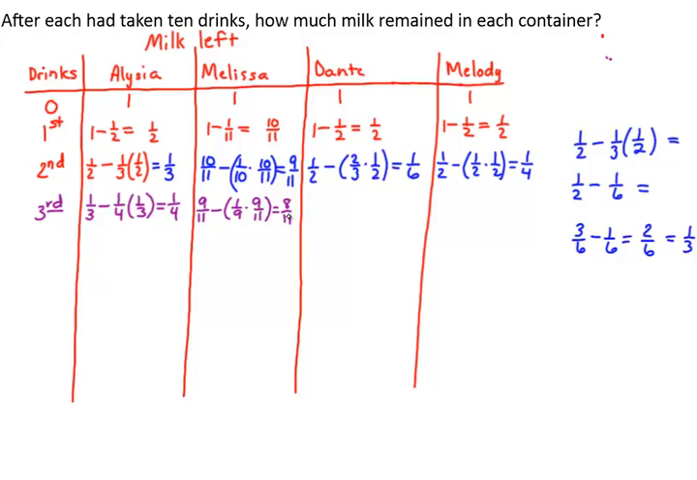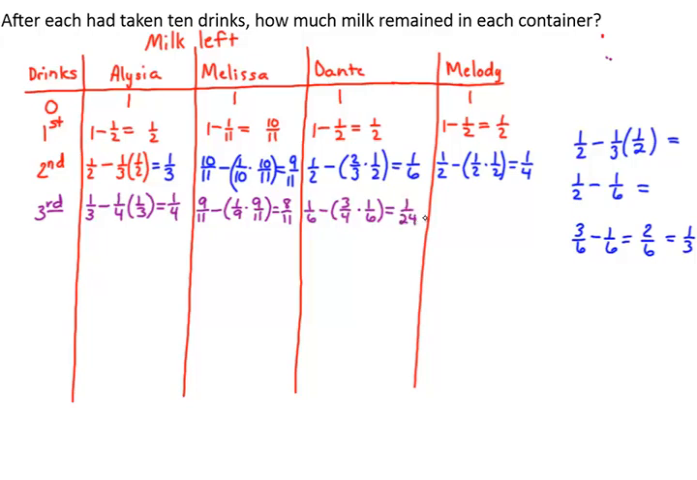he drank 2/3 of what was left, and then after the 2/3, he drank 3/4 of what was left. So we have 1/6 minus 3/4 of what was left. And when we do that work, that ends up being 1/24.